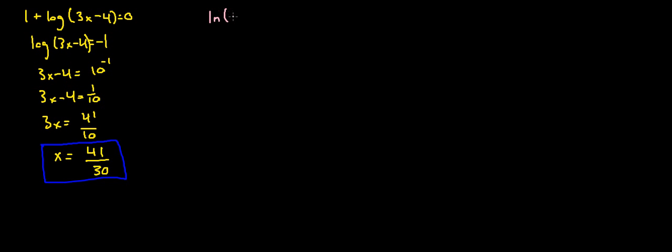Natural log of 2x minus 3 minus the natural log of x plus 5 is equal to 0. So for this one as well, I'm going to want to combine these logarithms and then write it back in exponential form and then solve for x. I can use the quotient rule to combine these logarithms.